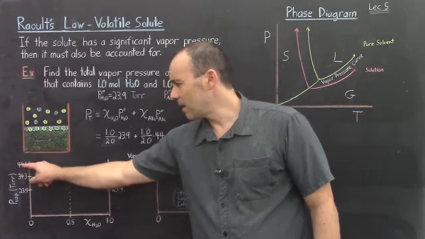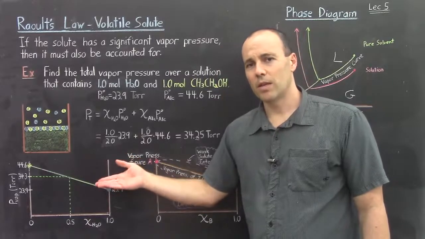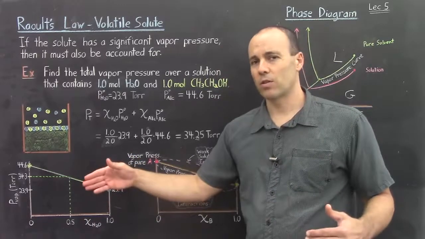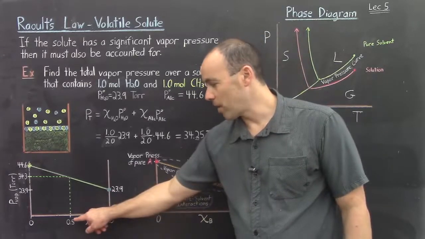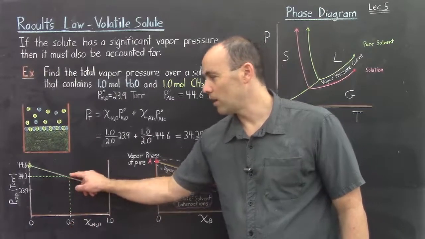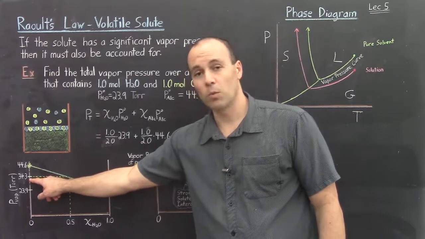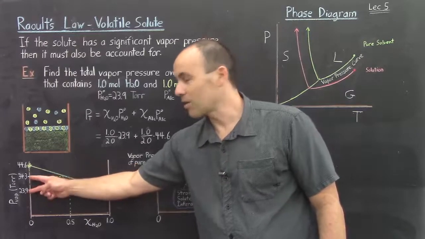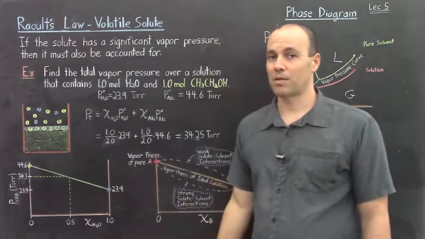Now, by connecting these 2 points with a straight line, that's actually accounting for any mole fraction that we can consider. If the mole fraction is 1/2, like in our example, then we go up to the line and we go over, and we see that we get 34.3 torr. And this is actually halfway between the two vapor pressures.